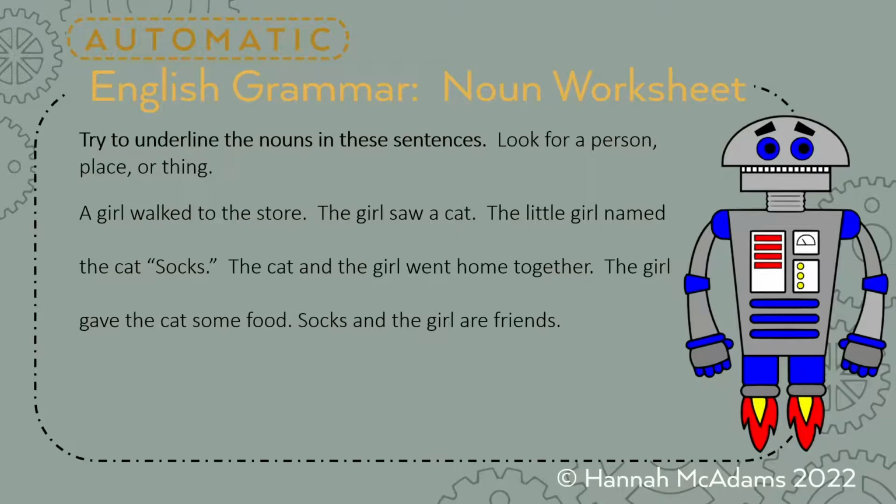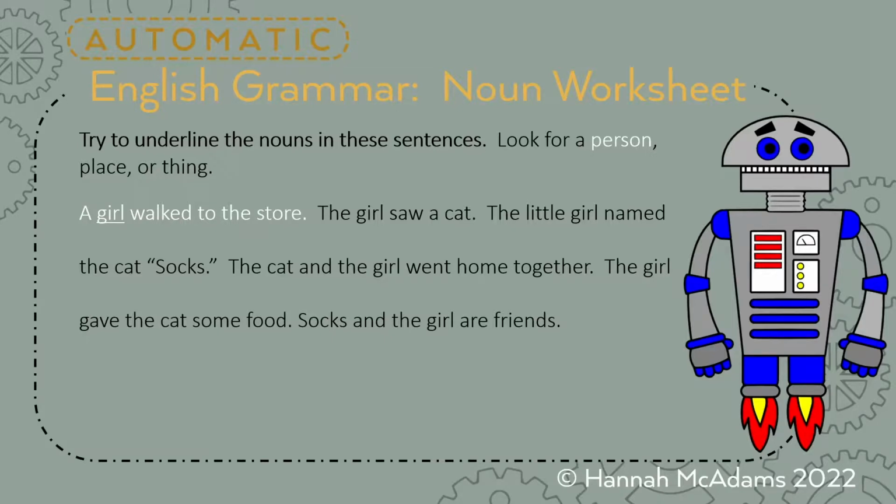And then the last thing you're going to do is underline the nouns in these sentences. So look for a person, a place, or a thing. So for example, look at the first sentence. A girl walked to the store. So we need to look for a person. Well, which one was a person? A girl walked to the store, right? Girl is a person. We'll talk about that in the next lesson.